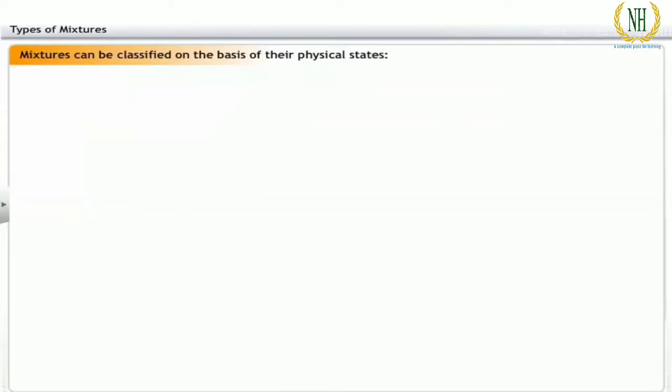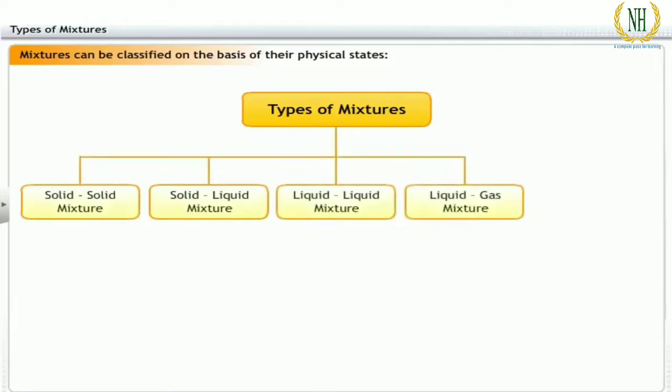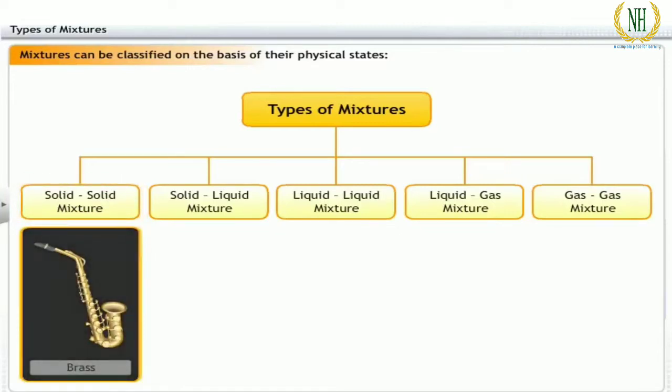You may come across several types of mixtures in daily life as well as in the laboratory. Mixtures can be classified on the basis of their physical states. Solid mixture. Metal alloys are actually solutions of solids in solids. For example, brass is a solution of zinc in copper.